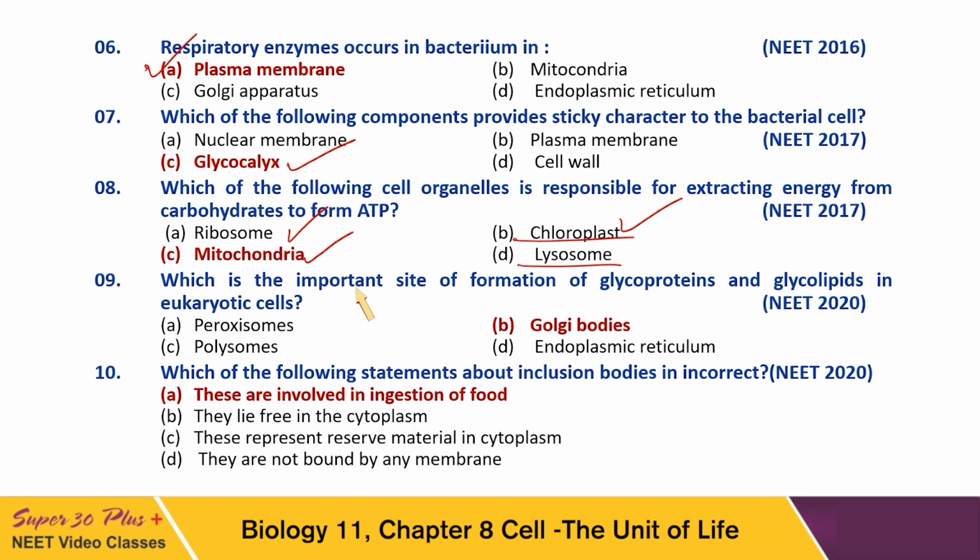Which is the important site of formation of glycoproteins and glycolipids? Very important function of Golgi bodies, the packaging material. Which of the following statements about inclusion body is incorrect? These are involved in digestion of food. No, digestion of food will be with the help of lysosome. Is it right? So this is part 7 of chapter 8. It was the last part, and in that way we have finished chapter 8, Cell: The Unit of Life. Thank you.